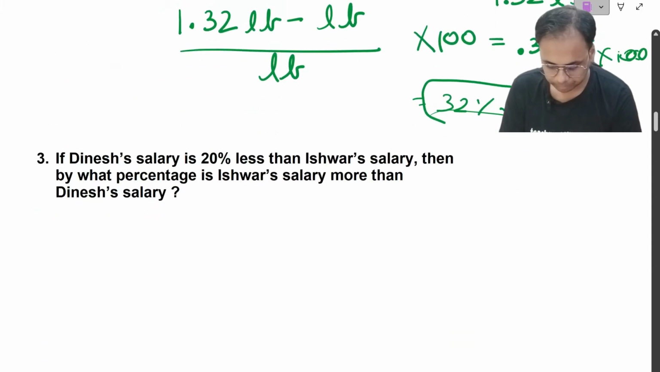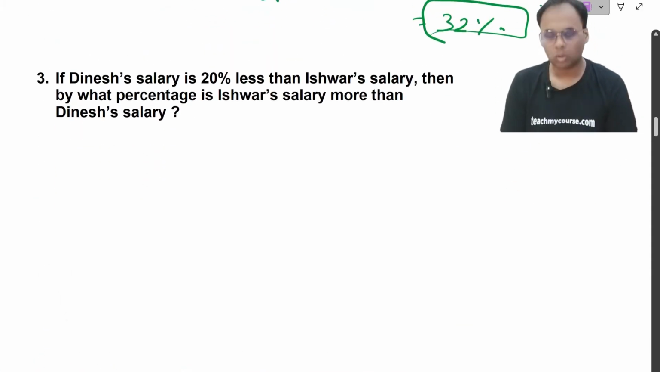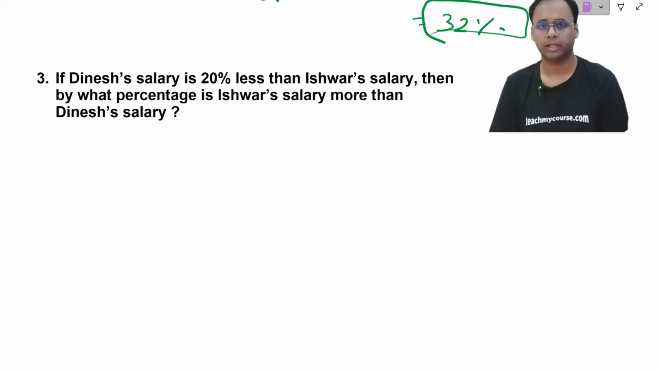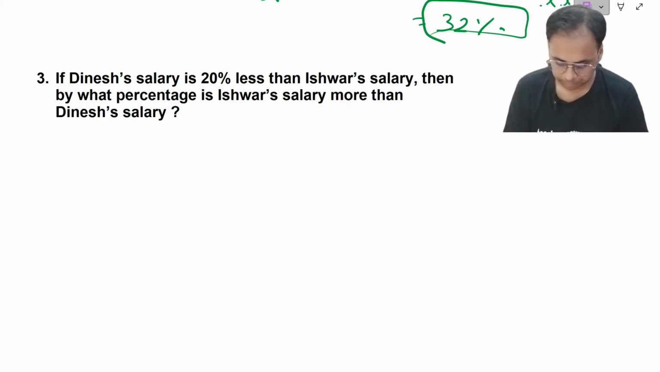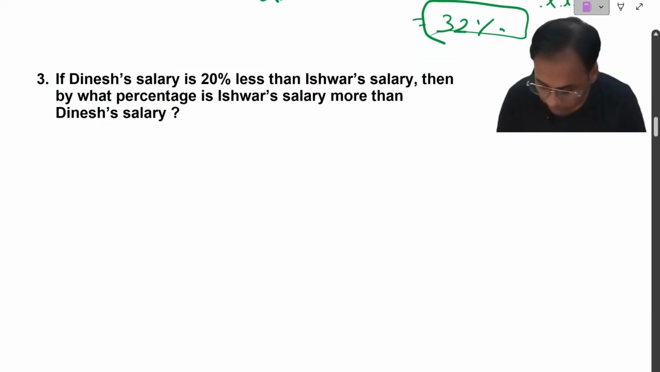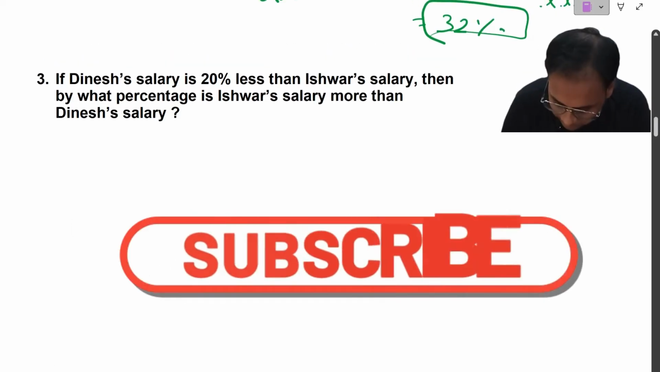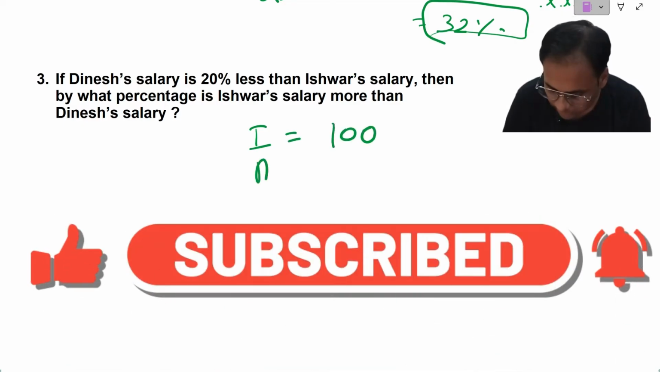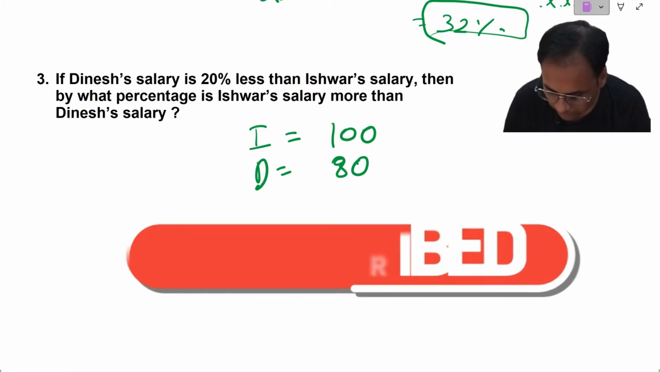Next we move on. The third question is also on percentages, because percentage is a very important topic in the AMCAT exam. It is: if Dinesh's salary is 20% less than Ishwar's salary, then by what percentage is Ishwar's salary more than Dinesh's salary? Let us see. Let us say that Ishwar's salary is rupees 100 and Dinesh's salary is 80, because it is 20% less than Ishwar's salary.